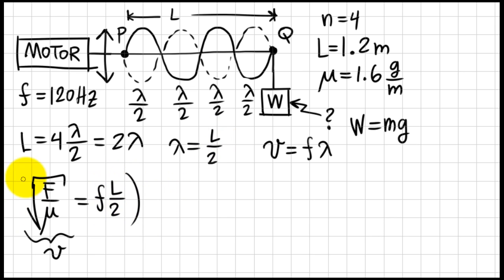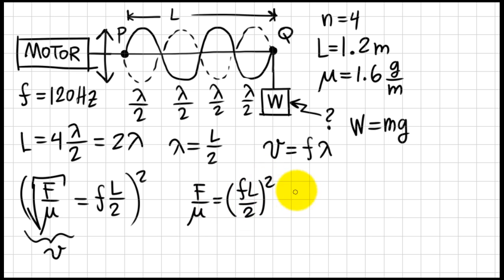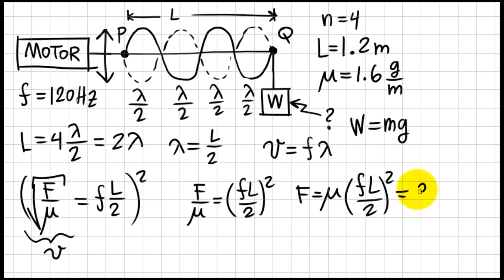So we solve this for the tension, and by squaring all this, we have that the tension divided by the linear density is equal to all this term squared. So the tension is equal to mu, the linear density, times the frequency times the length divided by 2, squared. And by substituting the values for all this, we have that the tension is 8.3 newtons.